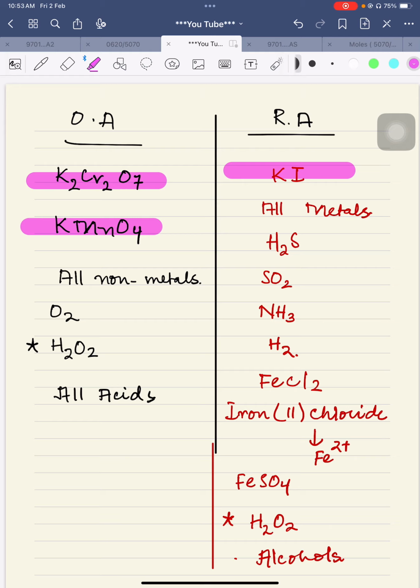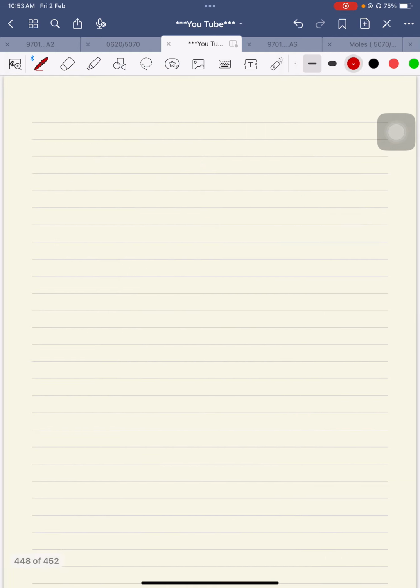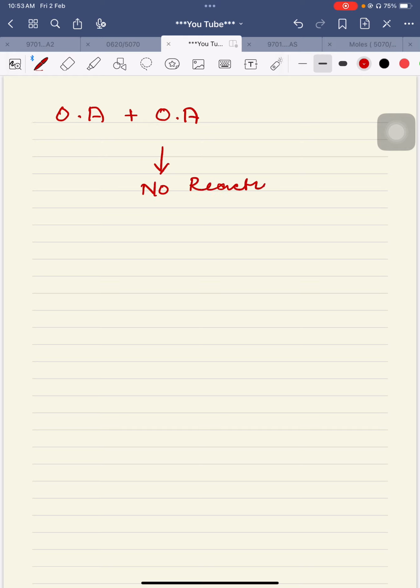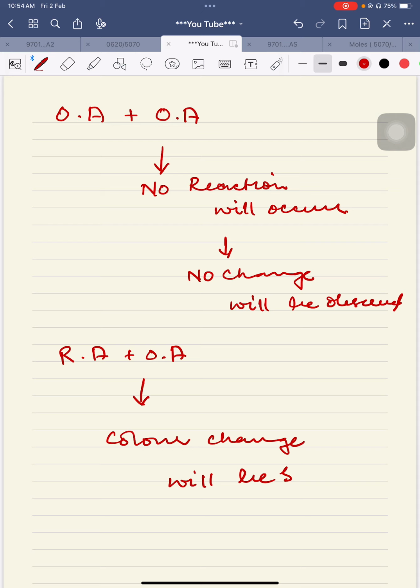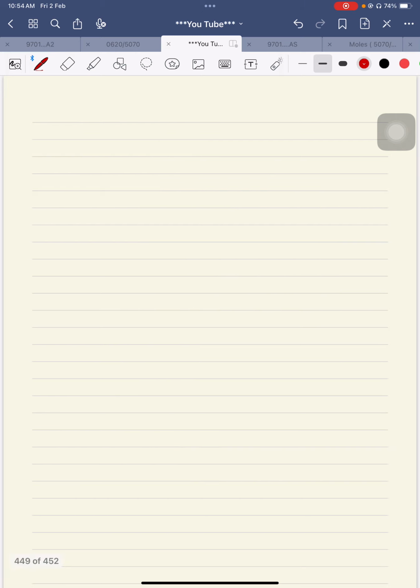Reducing agents are reacting with an oxidizing agent and there is a color change. Guys, I would like to inform you that if an oxidizing agent is reacting with an oxidizing agent, no reaction will happen. Okay, no reaction will occur, which means no change will be observed as well. So when there will be a change? When a reducing agent is reacting with an oxidizing agent, then we can say that a color change is observed. Color change will be seen.